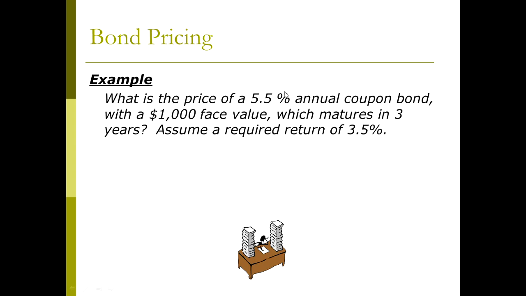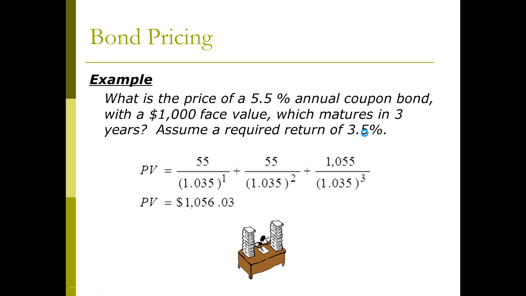Okay, so we have two percentage rates here. 5.5% is the coupon rate, which determines the coupon value, which is 5.5% times the face value, that is $55. You will receive $55 annually. All the coupon payments and the $1,000 face value will be discounted at the 3.5% discount rate.